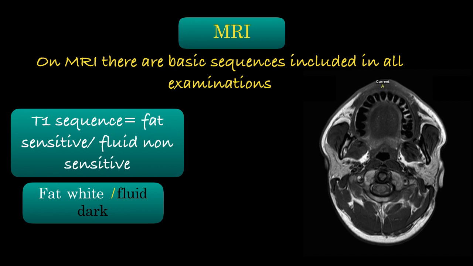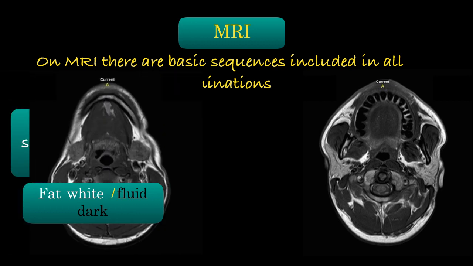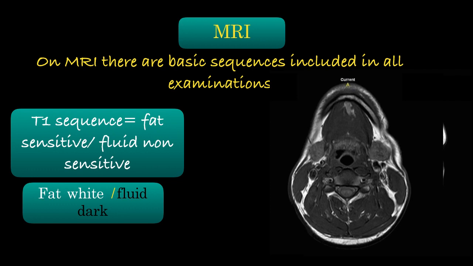When we find that the fat is white while the fluid is dark, this means this is a T1 sequence. And here we can see the parotid glands on either side, how they look in the T1 sequence of MRI.